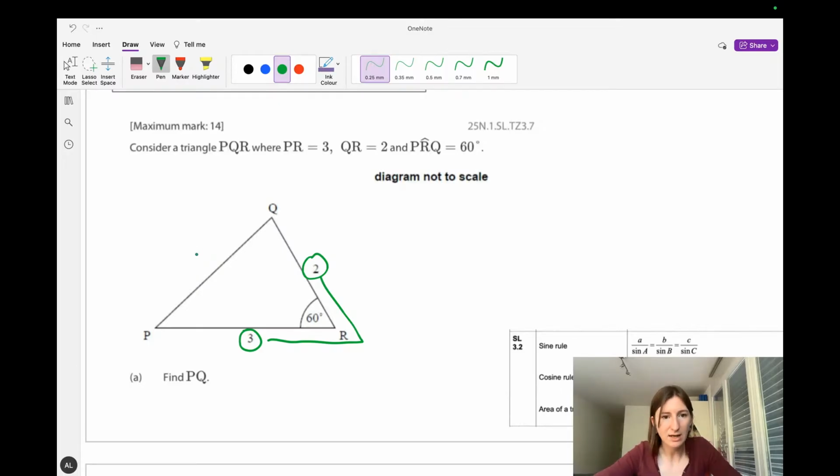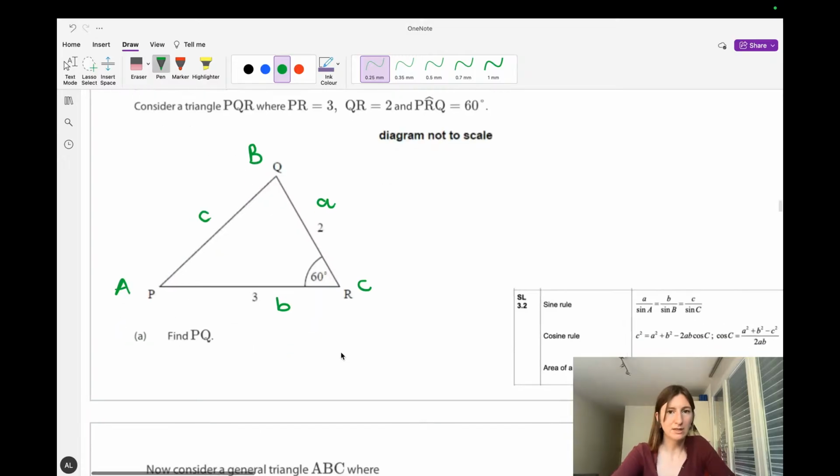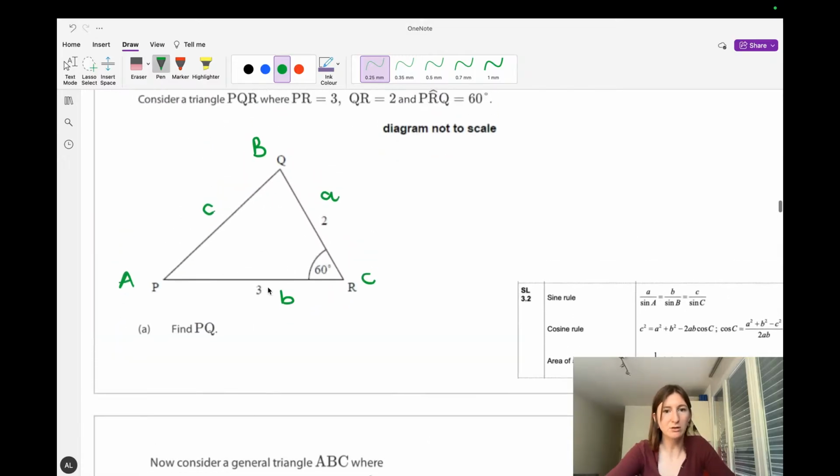So I'm going to call this side C just because my formula is already with a C for the side we're trying to find. Call that A, B, that'll be angle C. See, it's got R and Q, but that can sometimes confuse you. So really recommend that you relabel it yourself according to the formulas. Saves a lot of guesswork. So we need to find PQ. Classic sine cosine rule question.